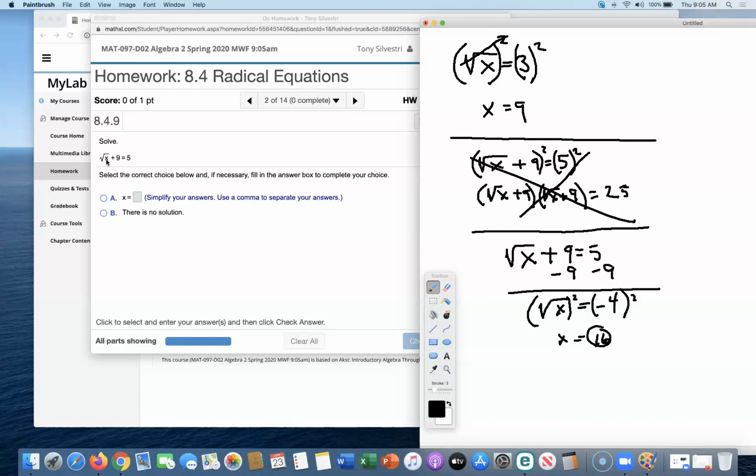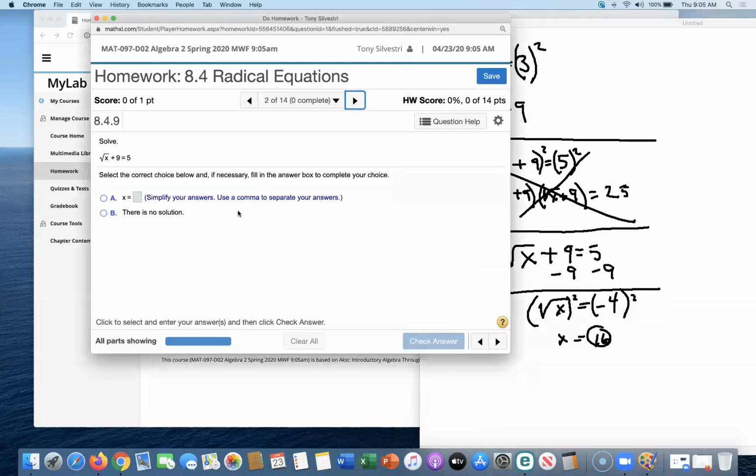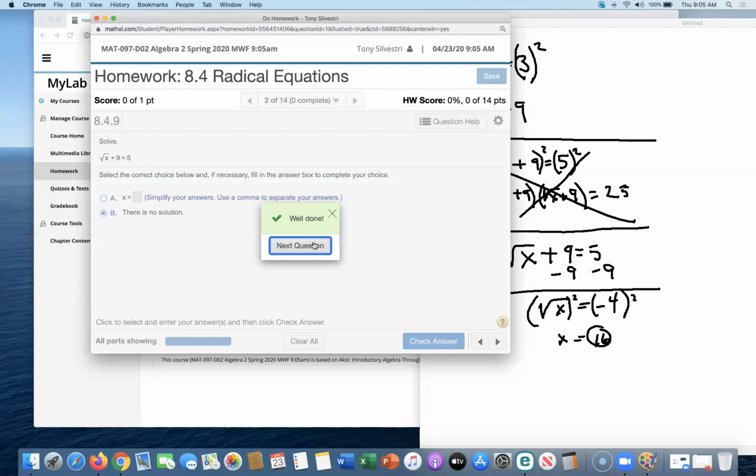Does it work if I plug in 16? The square root of 16 is 4. 4 plus 9 is 13. 13 is not 5. So we did the right thing, but that didn't buy us anything. There's no solution. There's just no solution to this problem. Okay, check your answer. That's right, I'm not lying to you.